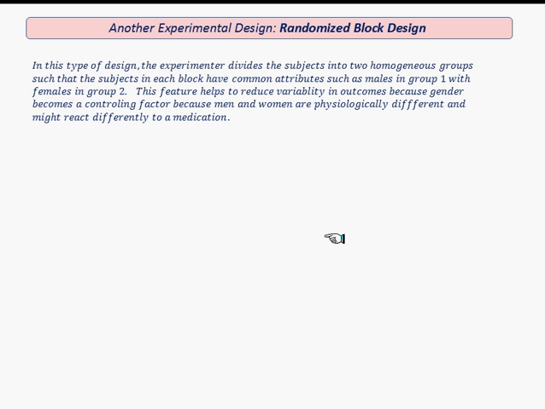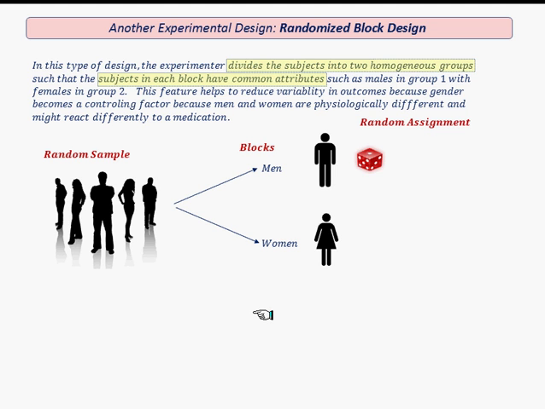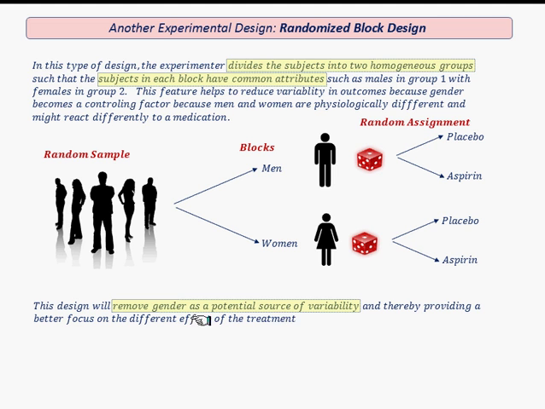The remaining one is called a randomized block design, in which the subjects are divided into 2 homogeneous groups. In this example, we have 2 blocks, male and female, and within each group we randomly assign males to one of 2 groups, placebo versus aspirin, and females to placebo versus aspirin. So we now have 2 blocks, blocking out the gender effect. And this will potentially remove the source of variability due to gender.